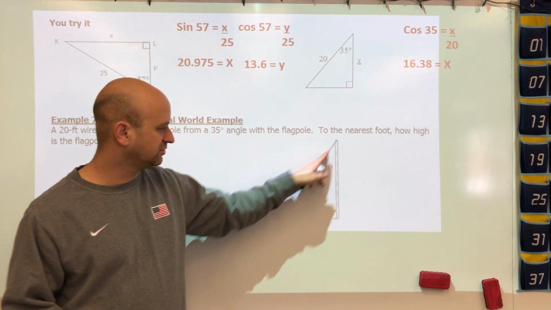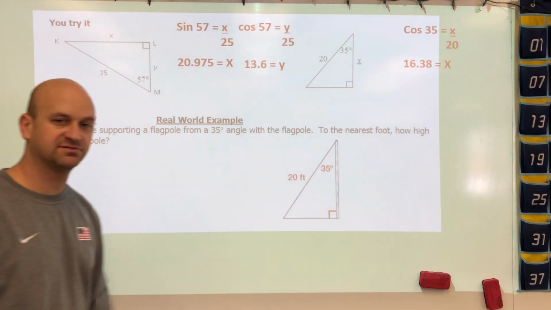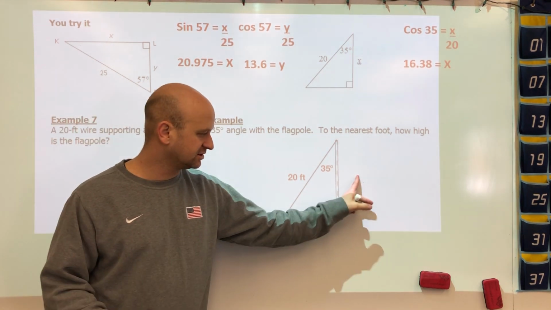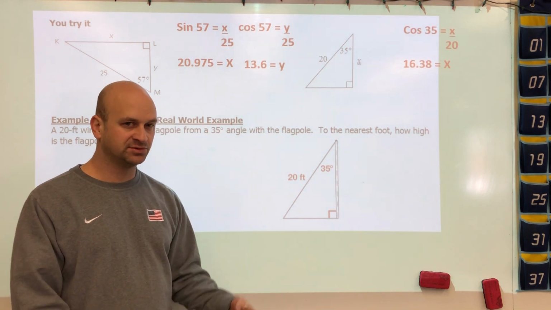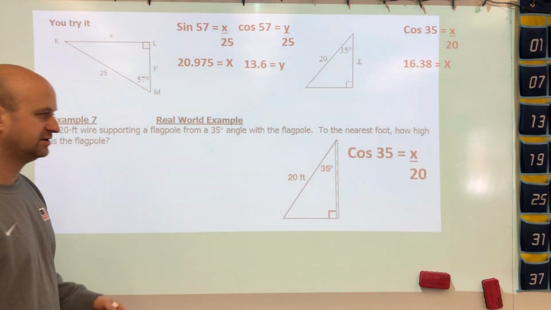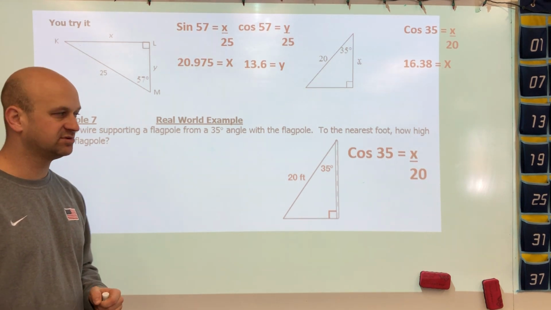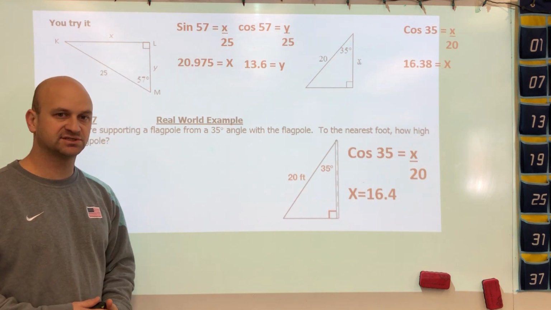All right, down here, here's the flagpole. They know how long the wire is, and they know the angle measure, because that could be measured, and they want to know how high the flagpole actually is. So in this case, that is going to be our x, and this would be the opposite side of the angle, but we don't need it, and so we're going to use cosine. So in this case, cosine, the variable's on top, so we're going to cross multiply. So 20 times cosine of 35 is going to be 16.4.